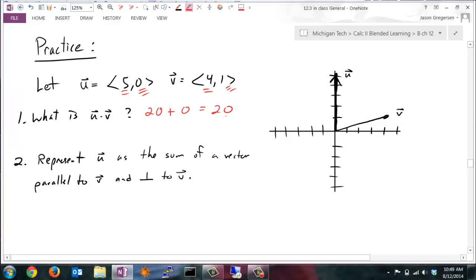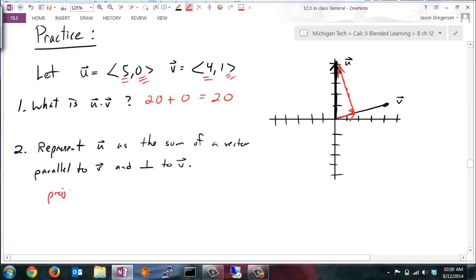And then it has a weird kind of phrasing in the question. Represent u as the sum of a vector parallel to v and a vector perpendicular to v. That's just an annoying way to ask this decomposition piece. It's saying find the projection of u onto v. That's the piece that's parallel to v. And then this normal vector is going to be the piece that's perpendicular. So first we have to find the projection of u onto v.